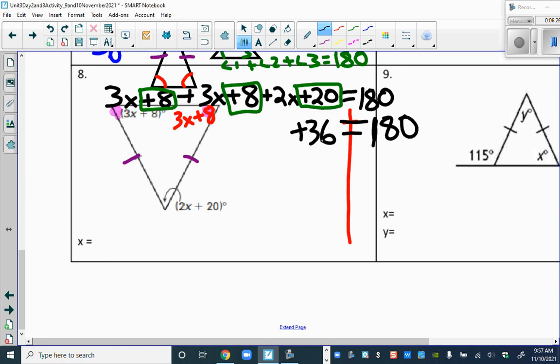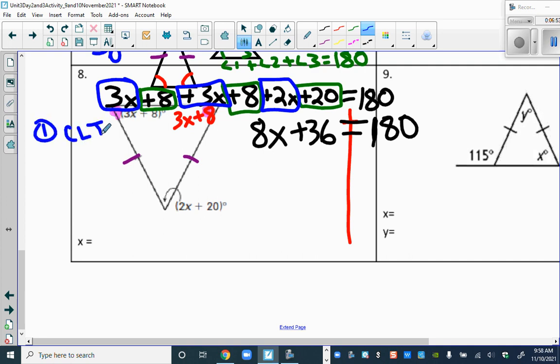What else can we do? 3 plus 3 plus 2, which is 8. And then 8, is it 8 or 8 what? 8x. Have to include the x, but you're right. That's the other thing we had to do. We had to combine our like terms. Very good. So right here, combine like terms. So we'll abbreviate it as CLT.